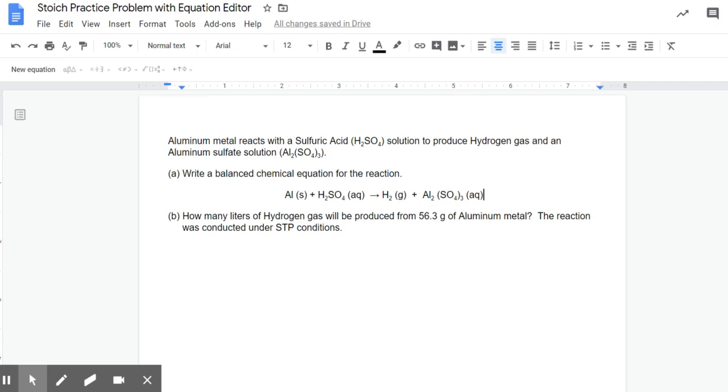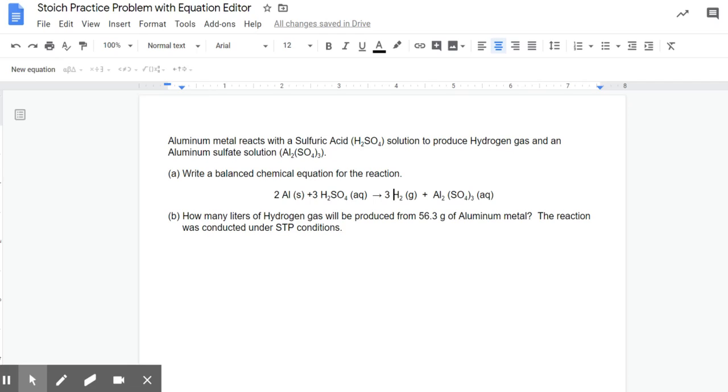Now we need to balance it. If we look on the reactant side, we have one aluminum on the reactant side, but two on the product side. So I'm going to need to add 2 aluminums to the reactant side. If we look at our sulfate group, we have 3 sulfate groups on the product side, but only 1 on the reactant side. So we add 3 on the reactant side, which gives us 6 hydrogens on the reactant side, but only 2 on the product side. So we add 3 there. So you should have a coefficient of 2, 3, 3, 1.